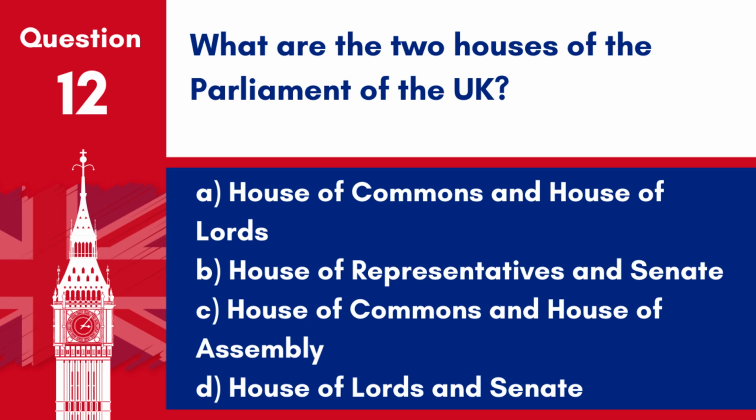Question 12. What are the two houses of the Parliament of the UK? A. House of Commons and House of Lords. B. House of Representatives and Senate. C. House of Commons and House of Assembly. D. House of Lords and Senate. Answer. A. House of Commons and House of Lords. The Parliament of the UK consists of two houses, the House of Commons and the House of Lords.